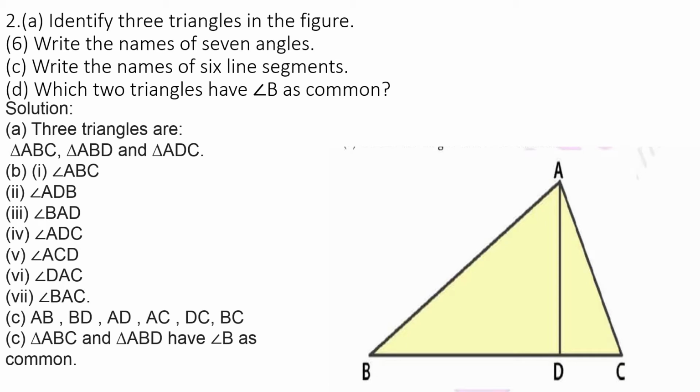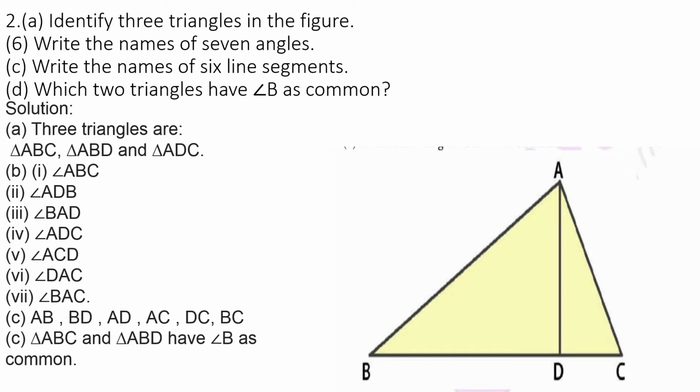The next, they have one altitude. We have drawn the line segment A to D. So another triangle is here, ABD. Then the third triangle is ADC. So totally how many triangles are here? Three triangles are here.